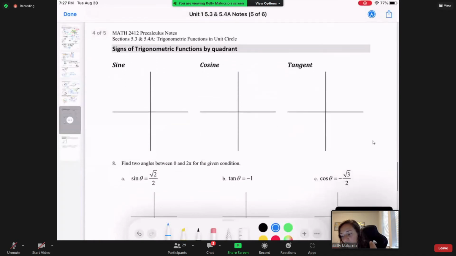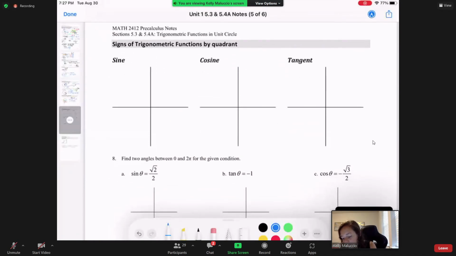So, trig functions in the unit circle. We'll start with sine, and let me just write all the quadrants. So 1, 2, 3, 4, 1, 2, 3, 4, and 1, 2, 3, 4. Okay, I just wanted to get all the quadrants out there, but now we'll do sine first.